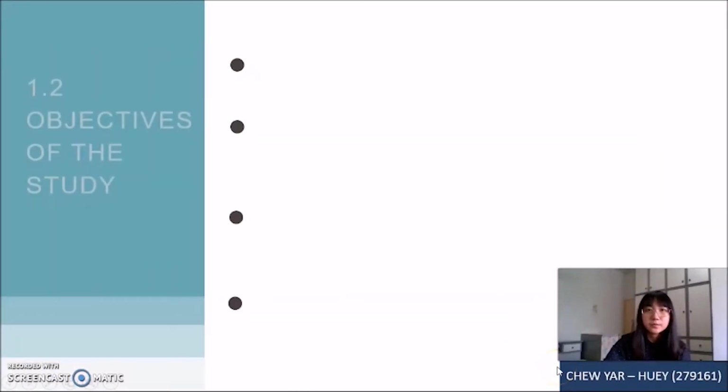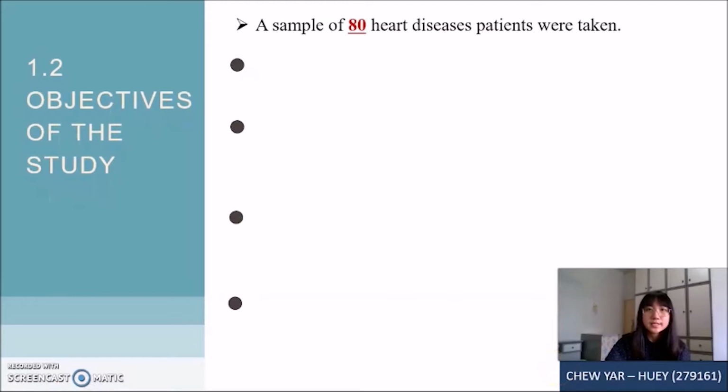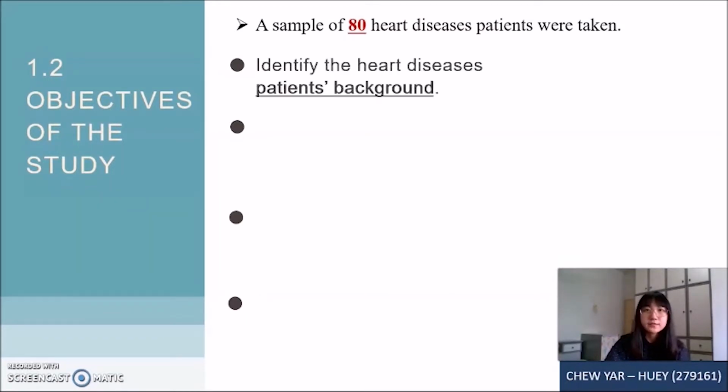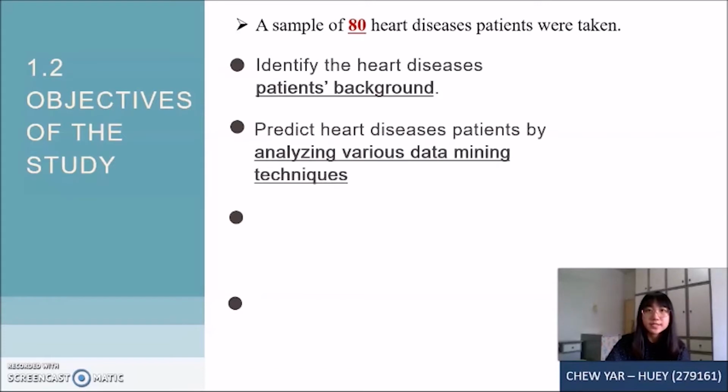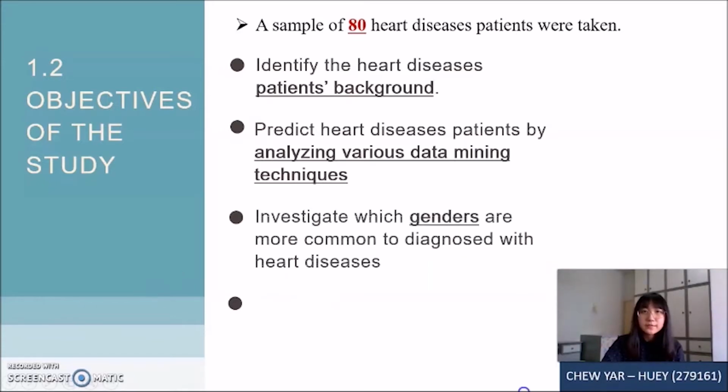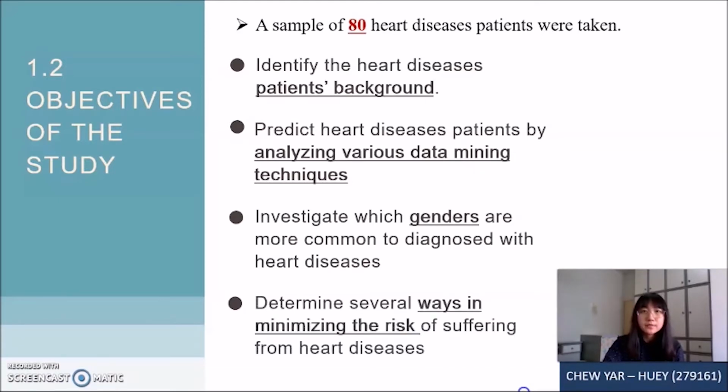When it comes to the objectives of our studies, a sample of 80 heart diseases patients were taken to identify their background and to predict heart diseases patients by analyzing various data mining techniques. Thirdly is to investigate which genders are more commonly diagnosed with heart diseases. And lastly is to determine several ways of minimizing the risk of suffering from heart diseases.